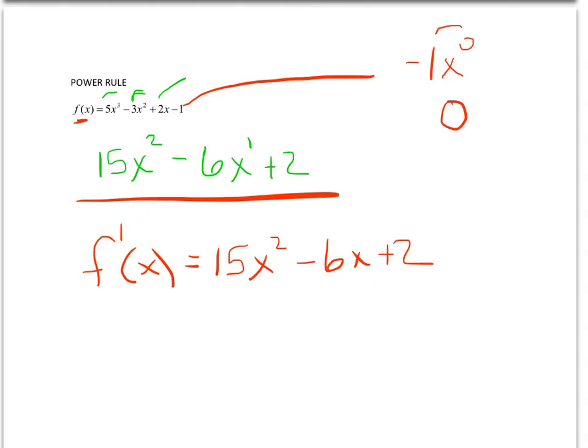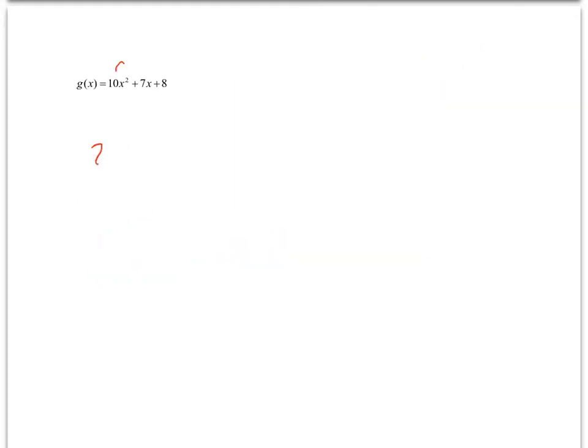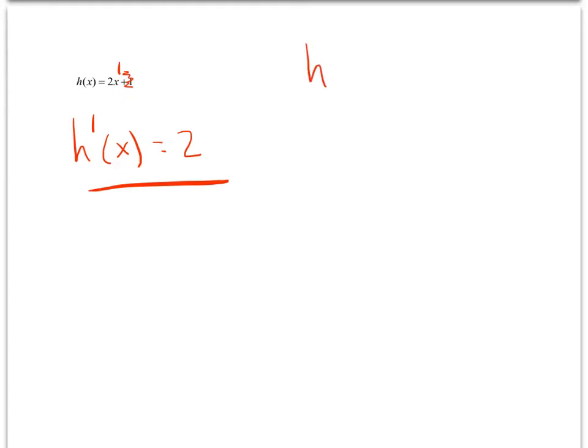Let's go on to the next example. Bring down the 2, so this is 20x plus, bring down the 1, 7, and then the constant, the derivative is just 0, so here's g prime of x, 20x plus 7. To find h prime of x, we start with the first term, we bring down the 1, 2 times 1 is 2, and then the constant, the derivative of a constant is 0, so we're left with h prime of x equals 2.